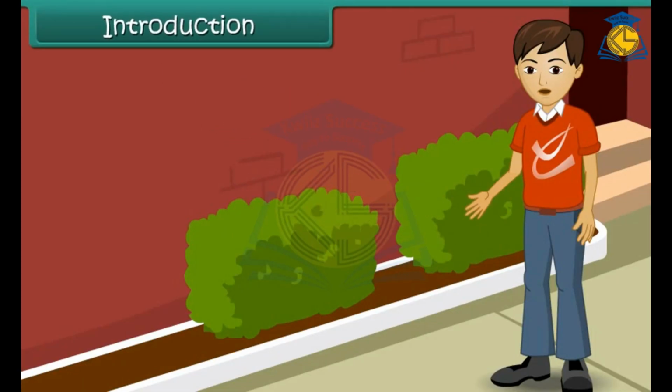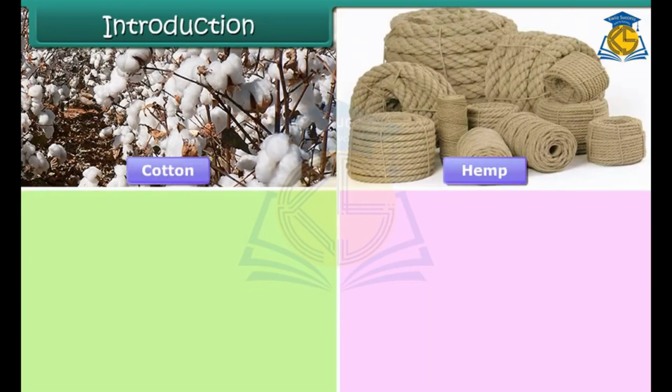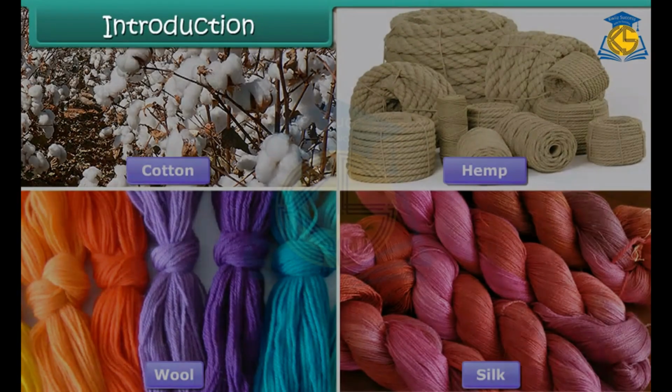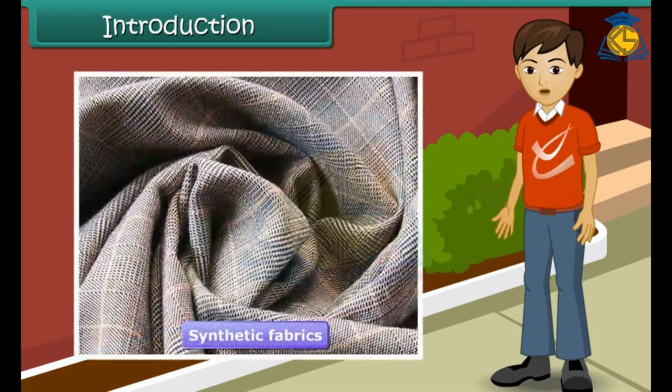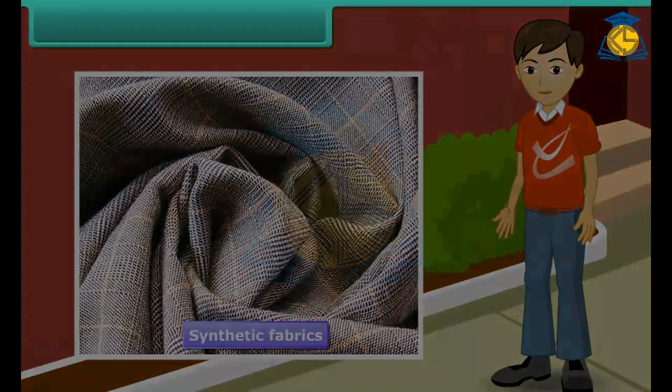Since ancient times, we have worn fabrics made of natural materials like cotton, hemp, wool, and silk. But with the advent of science and numerous inventions, today we can see a wide variety of synthetic fabrics. In this lesson, you will study about the general properties of synthetic fibers and their importance in our everyday lives. Objectives.